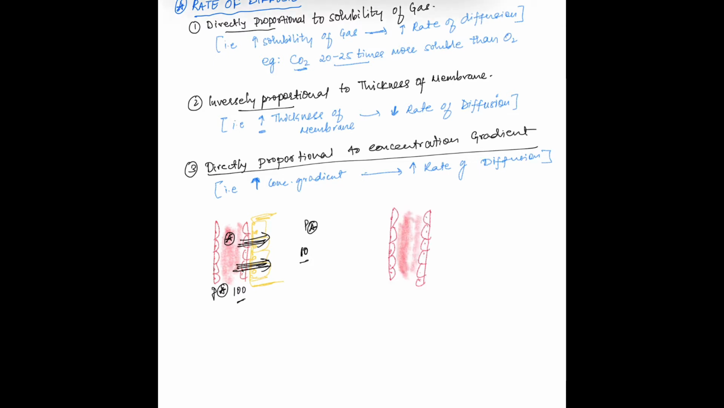Let's look at another scenario of the same substance star. Its pressure in blood is again 100, but now the pressure in the tissues is 90. As the difference between two pressures is less and the gradient is small, the rate of diffusion is slower than that in the previous example.